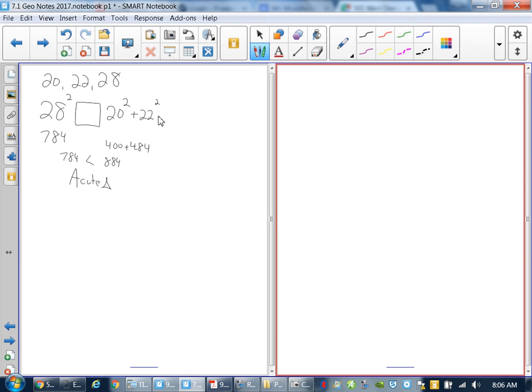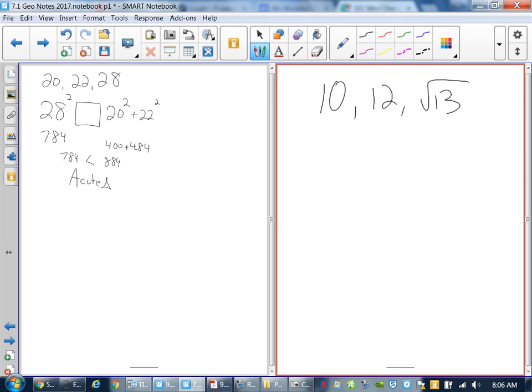All right. So let's say you have this. Let's say you have 10, 12, and the square root of 13. Again, what we have to be able to determine is which one of those is the largest.